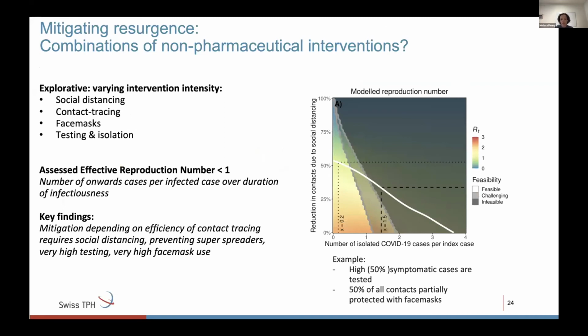We've looked at combinations of non-pharmaceutical interventions. So for a vast array of assumptions of the effectiveness of these different social distancing or testing policies, we can start looking at how suitable they really are to reduce the effective reproductive number below 1 to aim for mitigation. And we do find it's terribly difficult, even with an efficient contact tracing system, without very high testing and very high mask usage, and really trying to have some level of social distancing to avert super spreading.